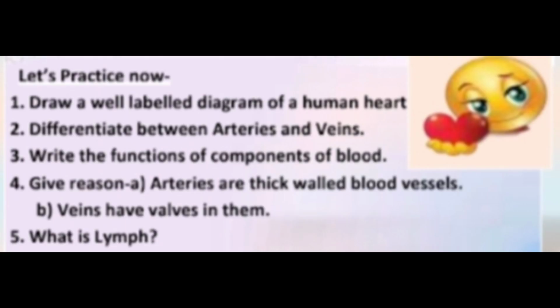Give reason: arteries are thick-walled blood vessels and veins have valves in them. So you can see in the difference between arteries and veins, the arteries have thick and elastic walls as blood emerges from the heart under high pressure, and veins have thin and less elastic walls because there is less pressure, and they have valves to ensure blood flows only in one direction from body to heart, so that there is no back flow, that is why there are valves so that the blood does not go back.